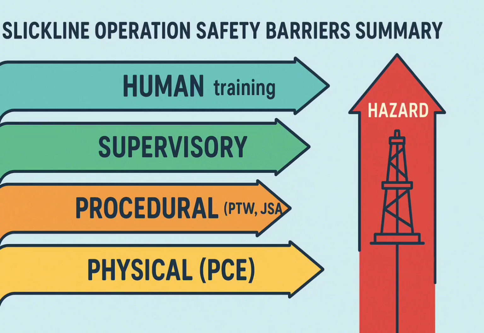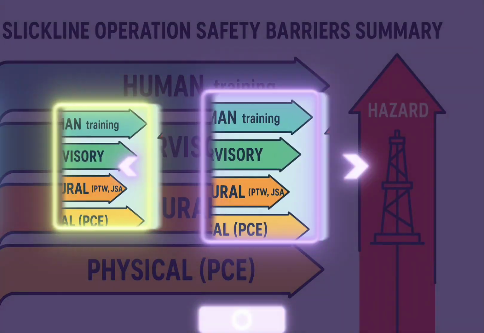This module emphasizes that safety in slickline operations depends not on a single control but on multiple interacting barriers: physical, procedural, supervisory, and human.